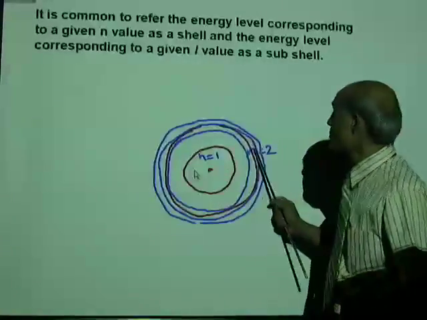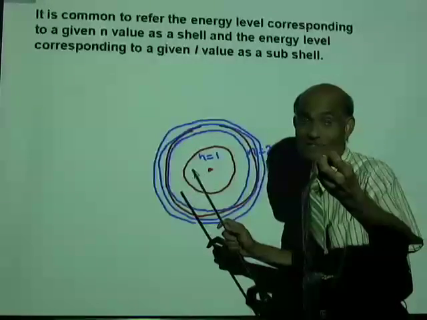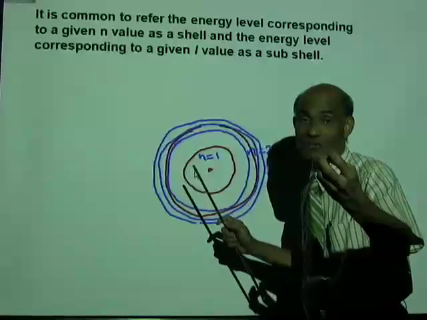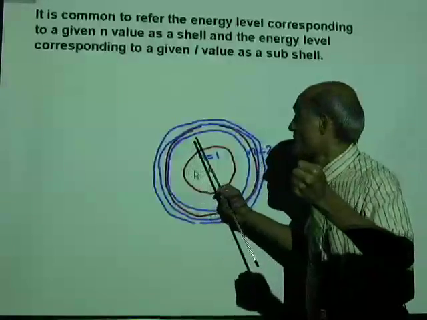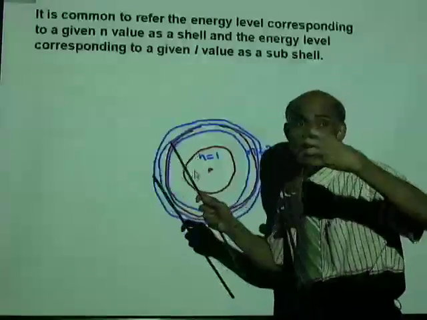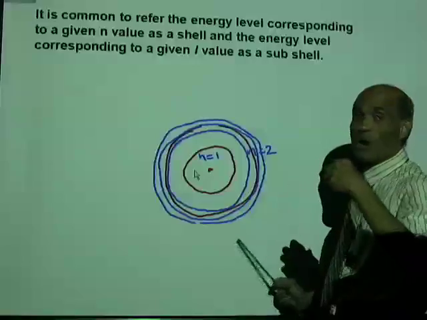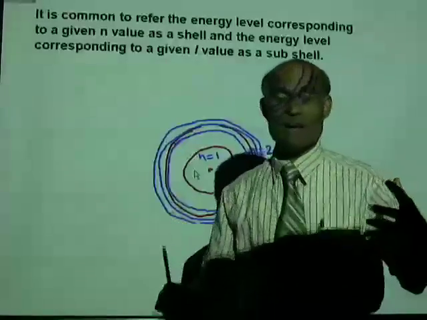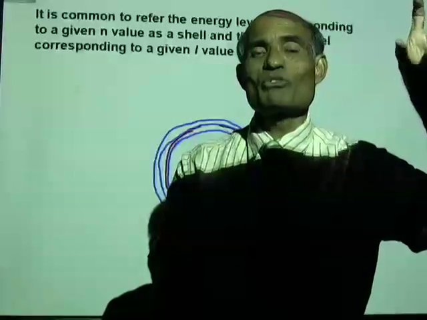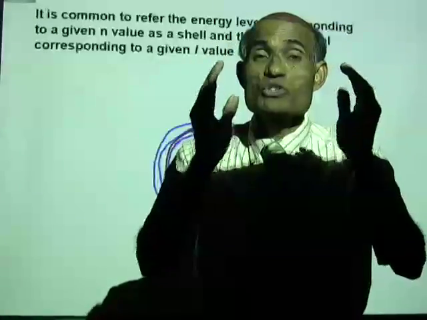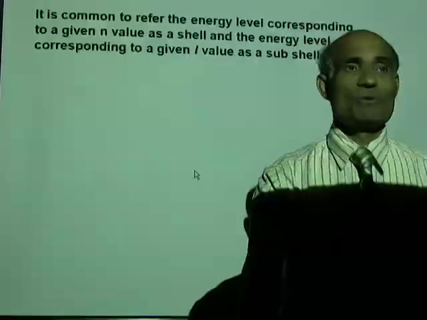But for n equal to 2, L can have 0 and 1. Is that right? 0 and 1, n equal to 2. That means there are 2 subshells there. So the n equal to 2 becomes a little more complex. N equal to 3 becomes a lot more complex. So you have now, in place of Bohr's model having clear orbits, shells, and each shell has subshells.